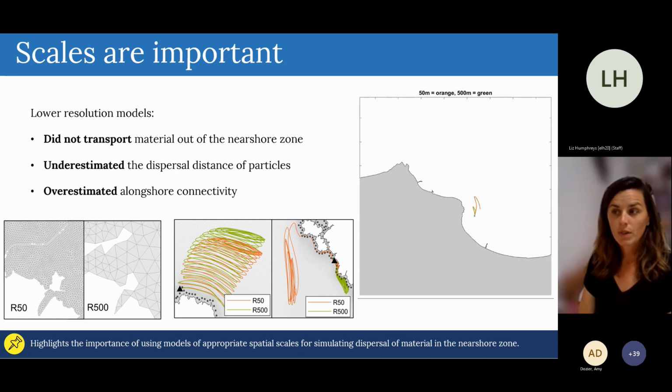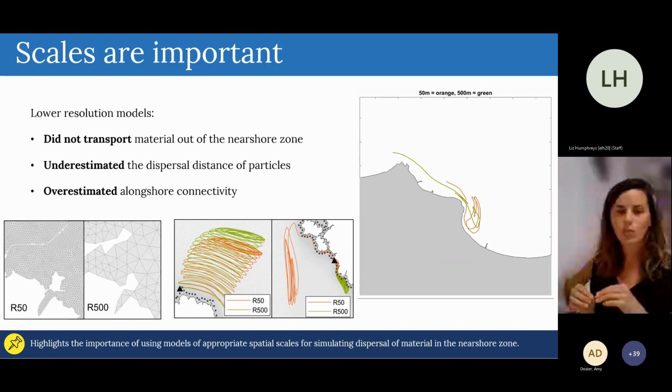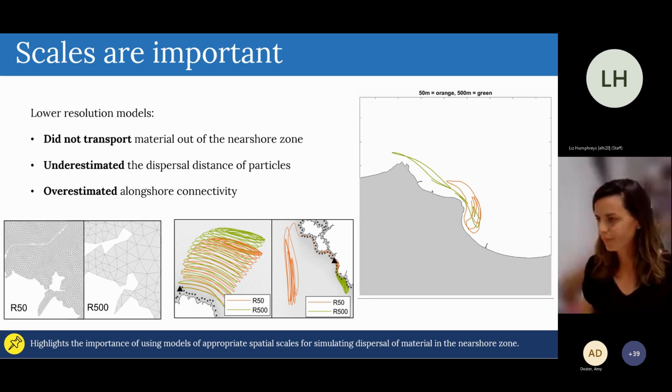Further still, they also underestimated the potential dispersal distance of the particles, again because they were retaining material within the nearshore zone. And because of everything retained within that nearshore zone, the low resolution models were overestimating longshore connectivity, which can have implications when we're looking at trying to simulate connectivity in the nearshore region.